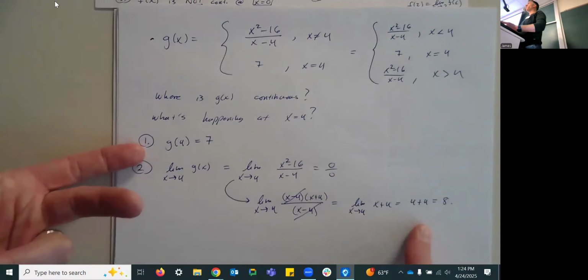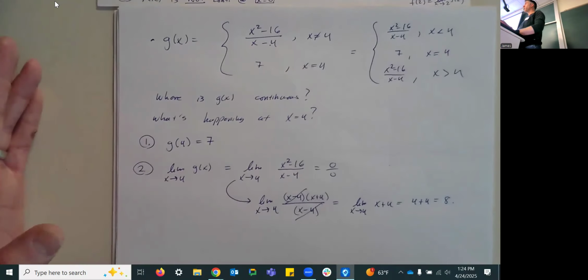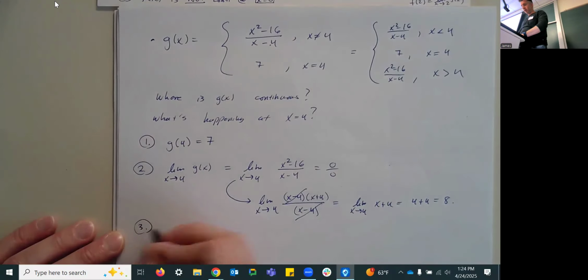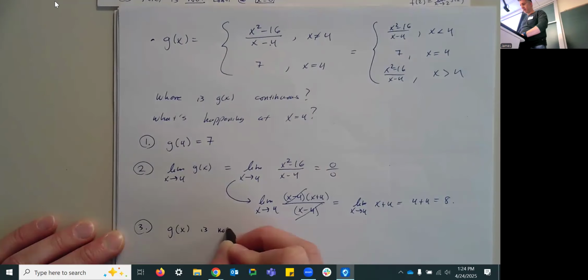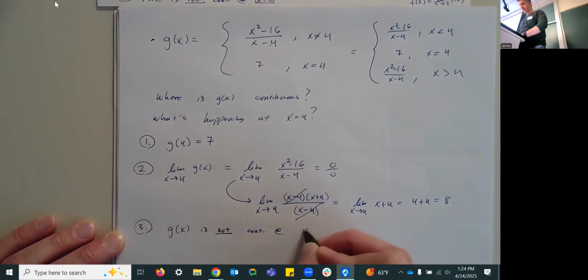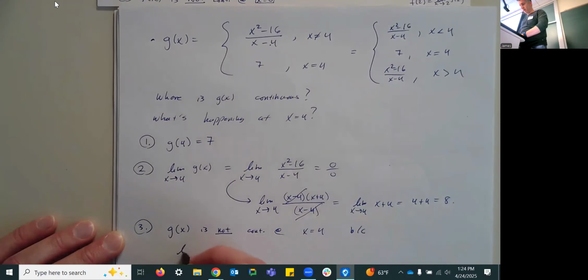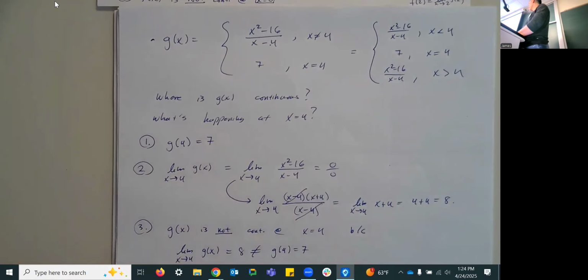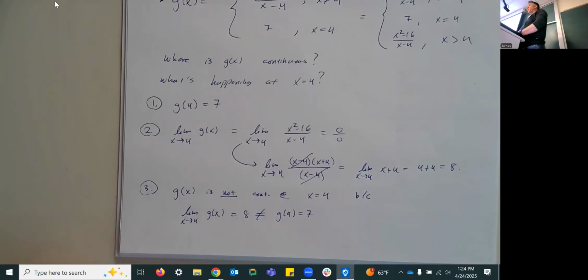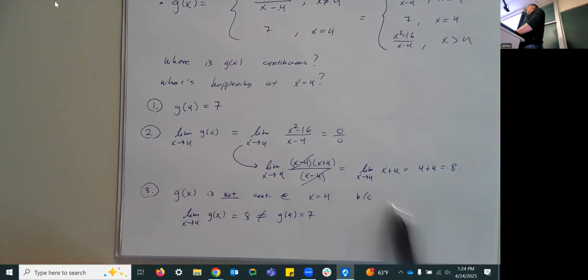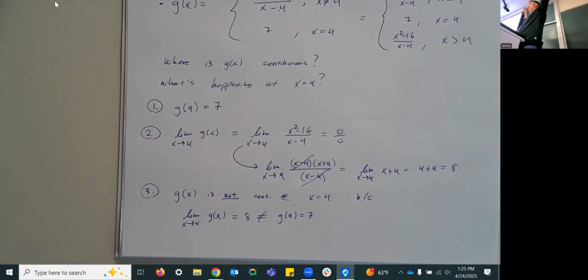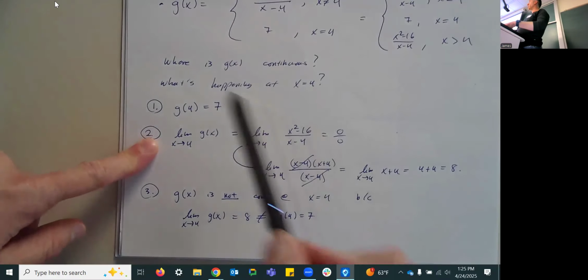And here's the mistake a lot of people make. People are like, cool, the limit exists, the function is continuous. It's not true here. The limit exists, great. The function exists, also great. But they're not the same, so we do not have continuity. So we would point out that g of x is not continuous at x equal to 4 because the limit as x approaches 4 of g of x, which is equal to 8, does not equal g of 4, which is equal to 7. This is the thing I see people miss the most often. They're all super excited the limit exists, and then they're like, continuity. But no, the limit existing is necessary, but it also has to equal the function value.